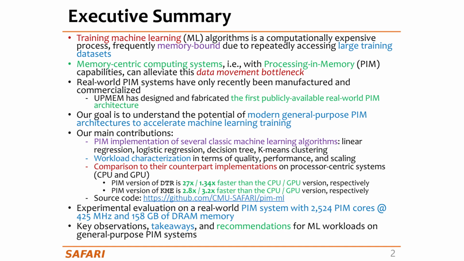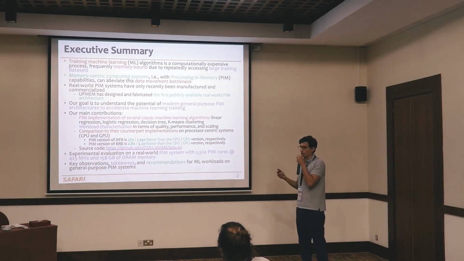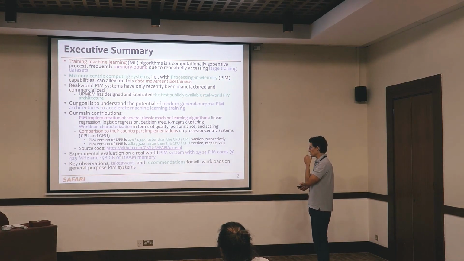The main contributions of this work are the PIM implementation of several classic machine learning algorithms: linear regression, logistic regression, decision tree, and k-means; the workload characterization in terms of quality, performance, and scaling; and the comparison to their CPU and GPU counterparts. Here you can see some promising results. Sylvan will later elaborate on them. The source code is publicly available. In our experimental evaluation, we use the UPMEM PIM system with 2,524 PIM cores, and there are some key observations, takeaways, and recommendations that are outcomes of our work.